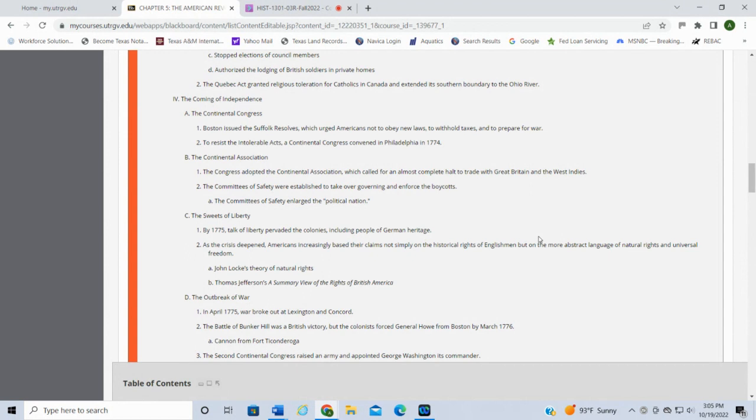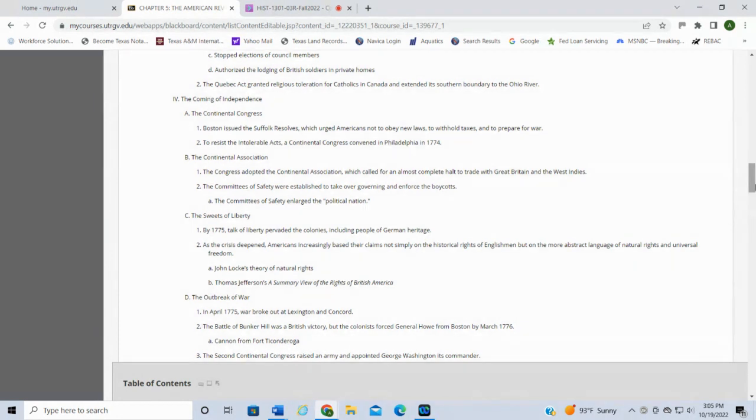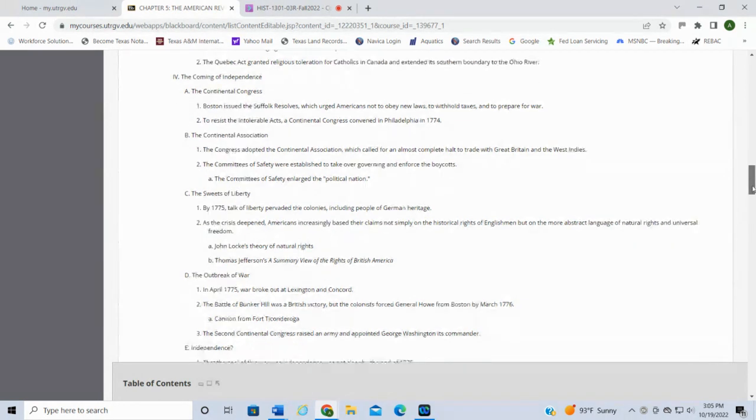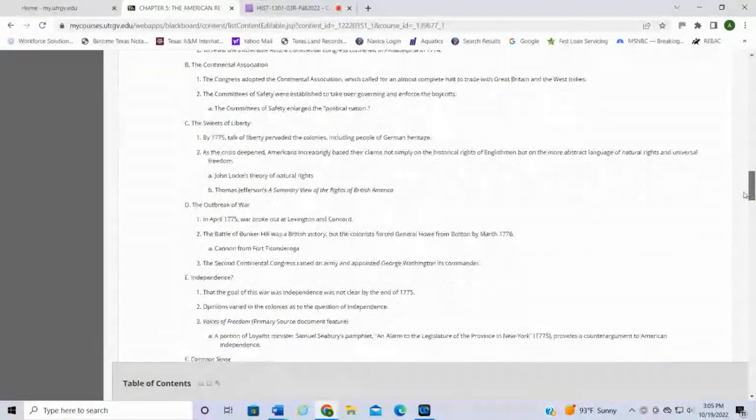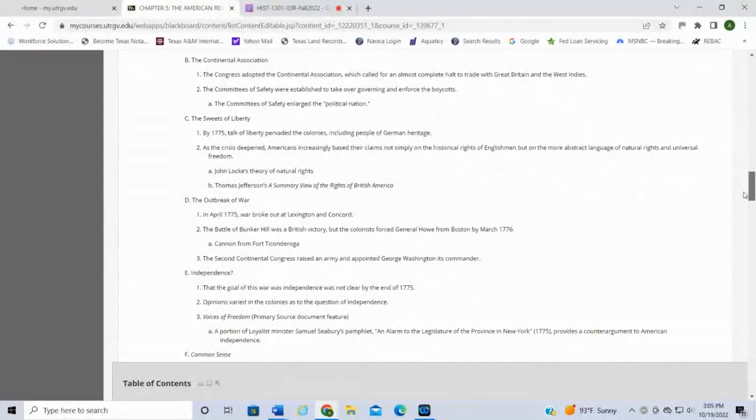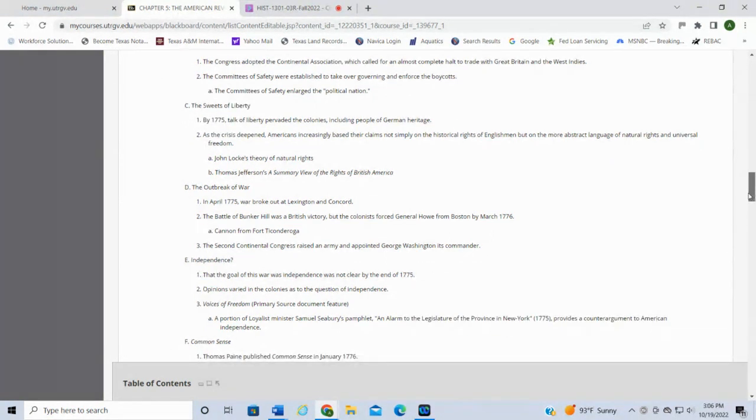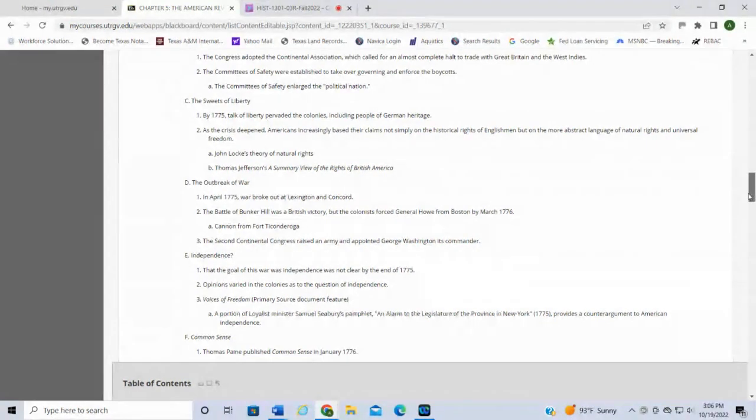The Sweets of Liberty here. So by 1775, talk of liberty pervaded the colonies, including people of German heritage. And as the crisis deepened, Americans increasingly based their claims not simply on the historical rights of Englishmen, but on the more abstract language of natural rights and universal freedom, such as John Locke's theory of natural rights, which is what heavily influenced Thomas Jefferson with his writing of the Declaration of Independence here.